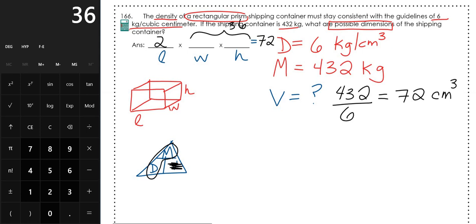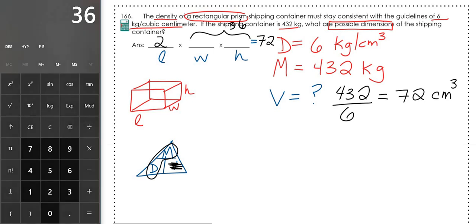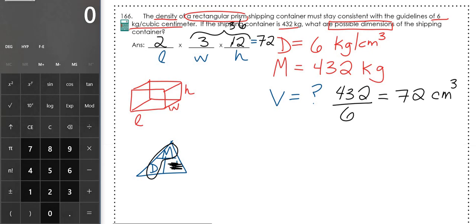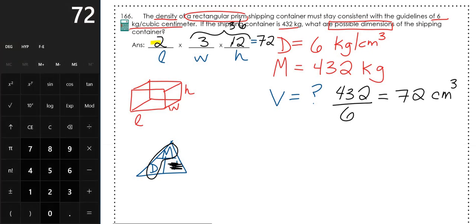Now I can say 6 and 6. I can say maybe 18 and 2. I can say, what if I divide it by 3? Let's see what we get. Ooh, 3 and 12. All right, so let me use that, 3 and 12. So notice I have 2, 3, and 12 as length, width, and height. If I multiply all those together, 2 times 3 times 12, I should get 72. That works.